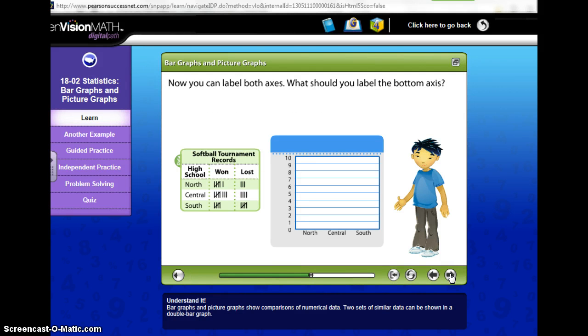Now we can label our axes. Our axes have to have a label. What would we name this one? These are all what? High schools. Good job. Brendan, I need your eyes and your ears up here. Front of the room. What about the numbers? What do they represent? Darius? Games. Good work.